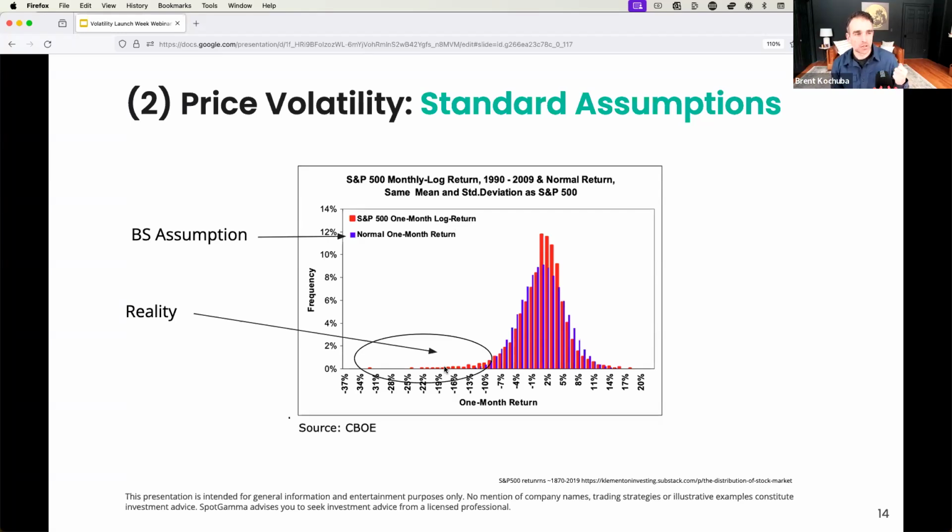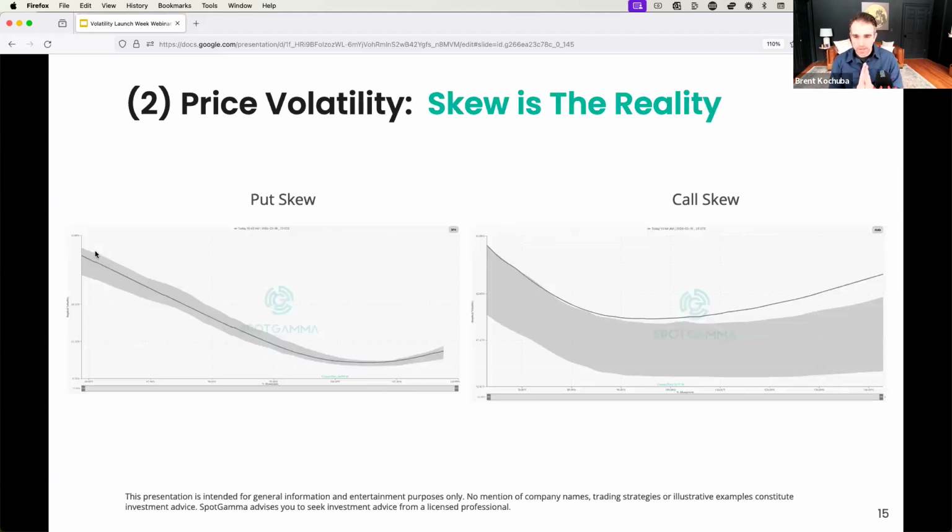And so what do you do about this, right? As an options trader, how do you address this? How do you adjust the model for this? Well, for that, we present this idea of skew.